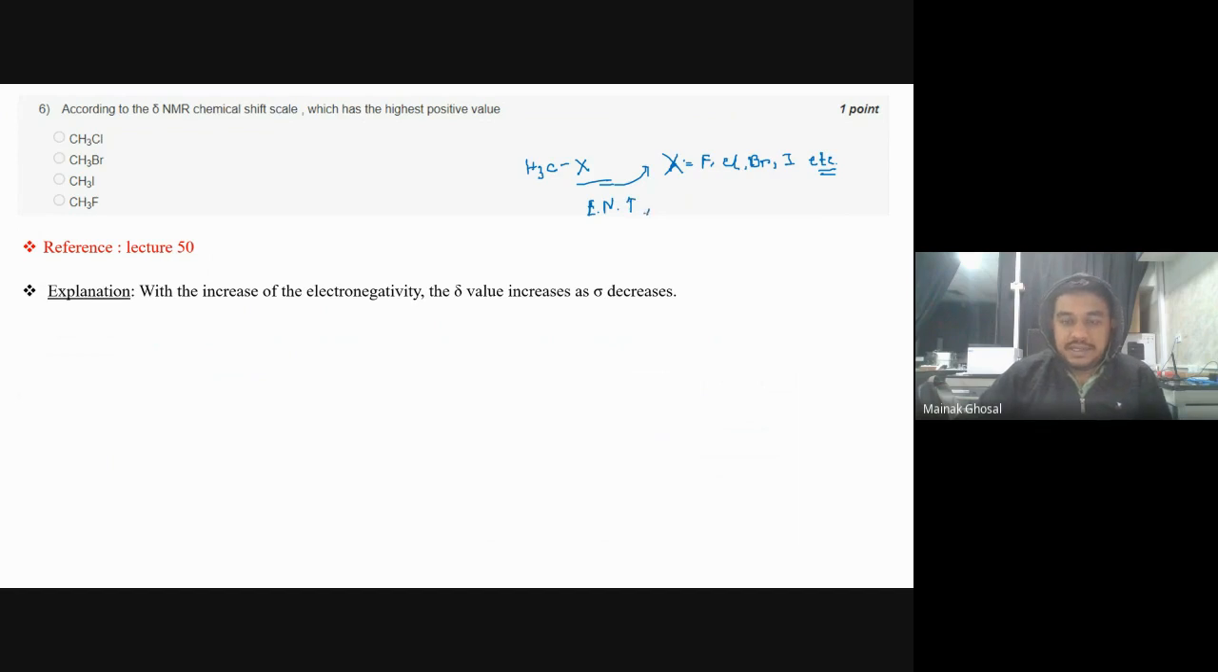And we have said that if electronegativity increases, then what should happen? With the increase of electronegativity, it will pull most of the electron density towards itself, right? So the hydrogens will be more shielded or less shielded? This will be less shielded.